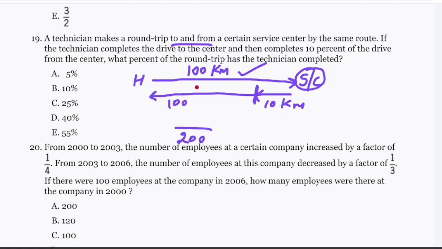Out of 200 he went for 100 complete and then 10 kilometer only, multiplied by 100. That means he went for actually 55%. That is the answer.